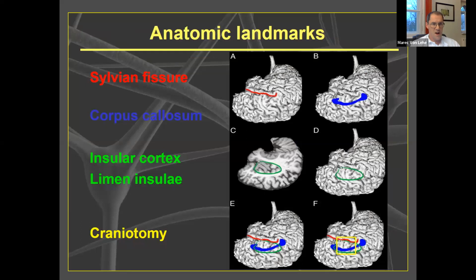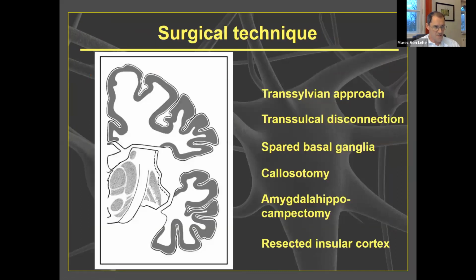These are the anatomic landmarks as you see them in the OR. The patient is lying on the back, and you sit in front of the patient. So the Sylvian fissure, the ventricle and the insular cortex, these are the landmarks. You use the navigation, of course, to plan the trepanation, and you need a 4 by 4 trepanation for the approach.